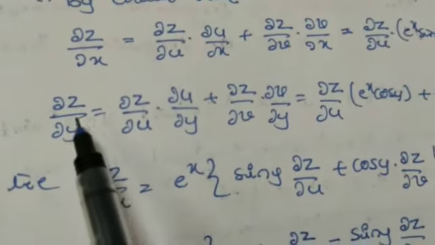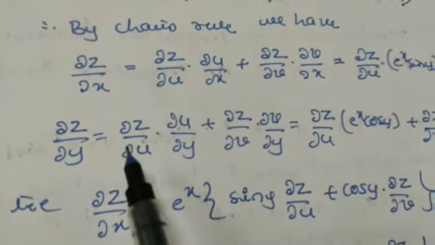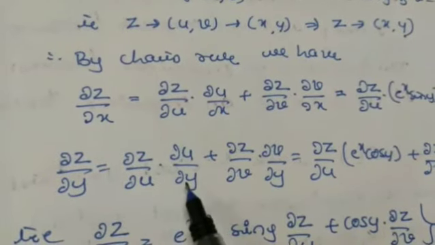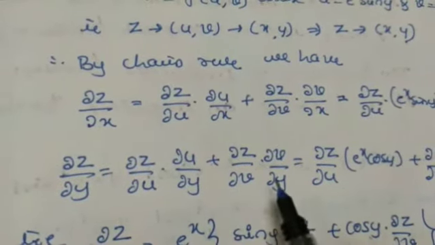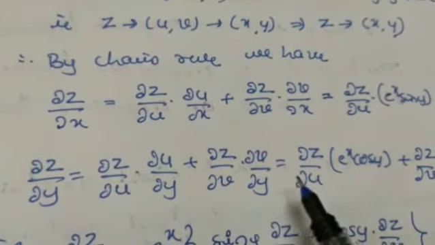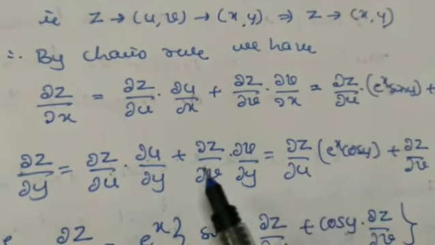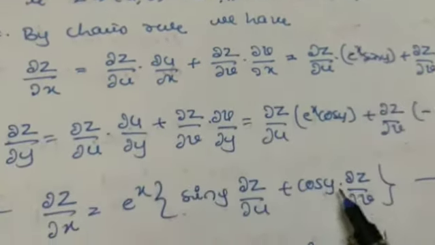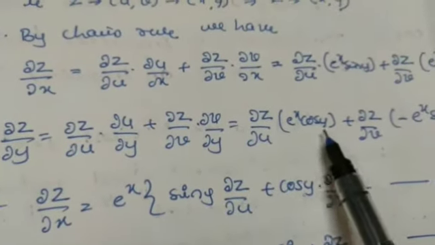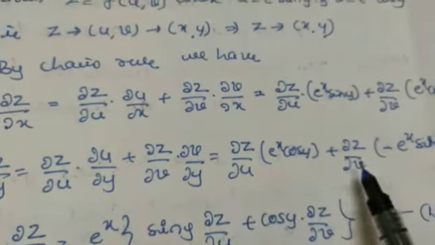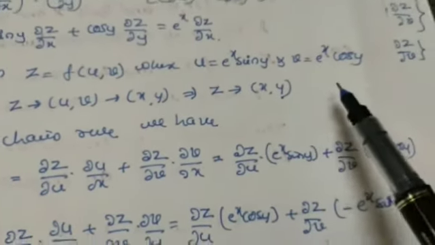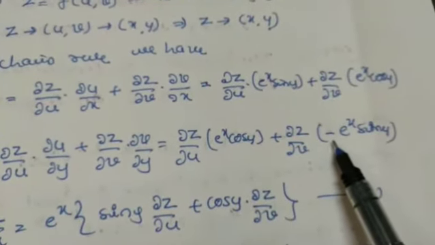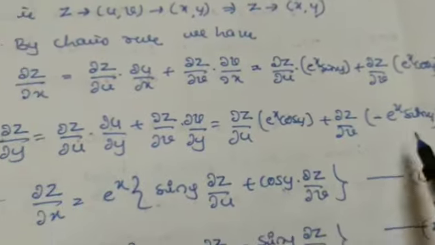Now dou z by dou y is equal to, again same chain rule, dou z by dou u into dou u by dou y plus dou z by dou v into dou v by dou y. You have to remember this formula, and it is equal to dou z by dou u keep as it is, dou u by dou y. Here dou u by dou y is e raised to x, you have to treat constant, derivative of sin y is cos y. That is like this, e raised to x cos y plus dou z by dou v into dou v by dou y. Again dou v by dou y is e raised to x as it is, derivative of cos y is minus sin y. So it is minus e raised to x sin y.